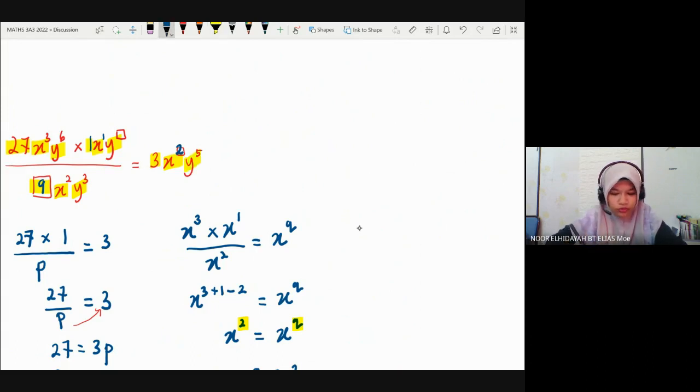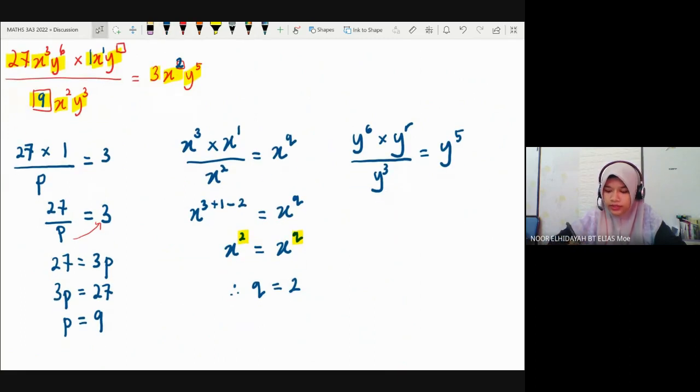Okay, you solve for the y. y to the power of 6 times y to the power of r, because just now I used p and then I used q, now I use r, over y to the power of 3 is equal to y to the power of 5. Okay, and then you solve by using the law of indices.